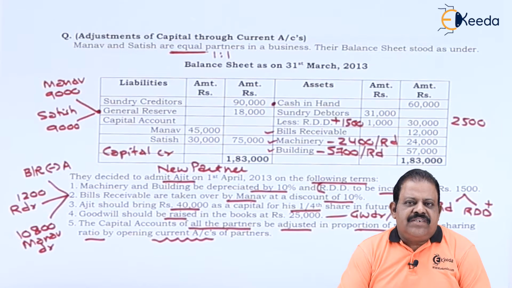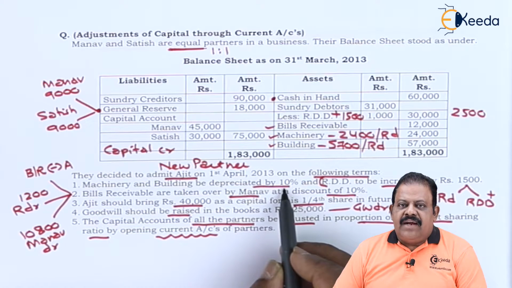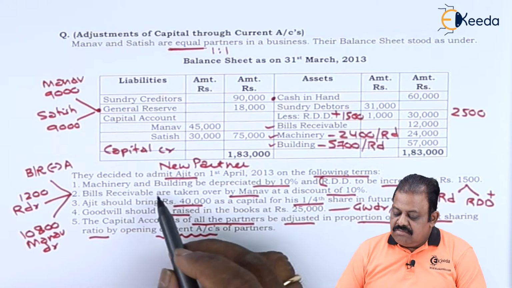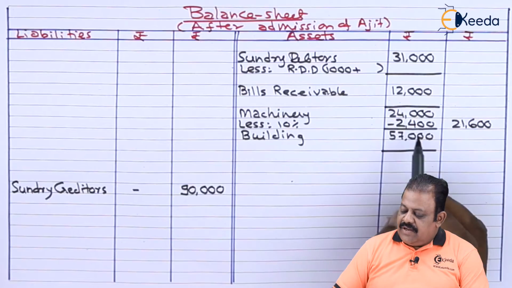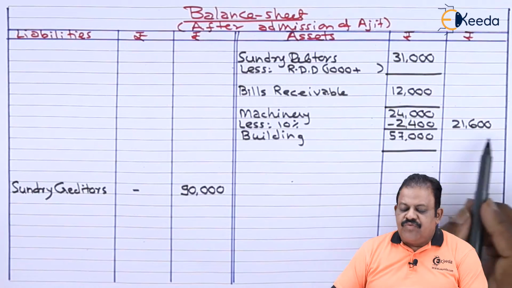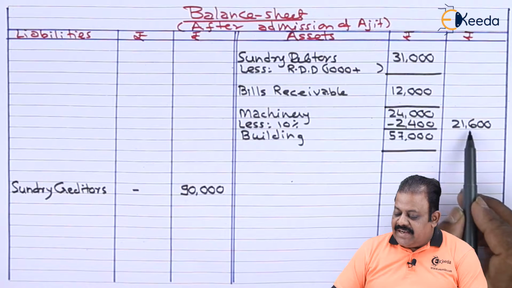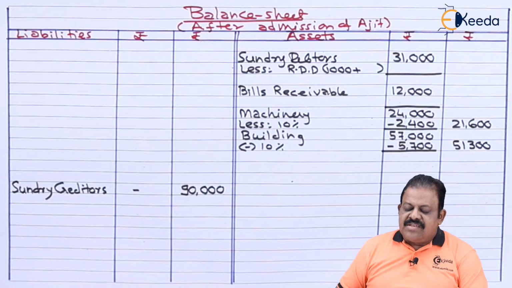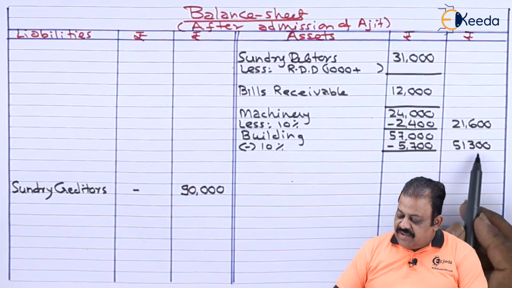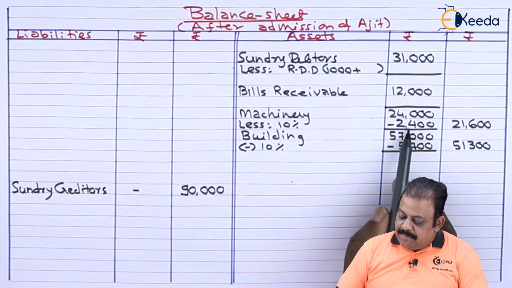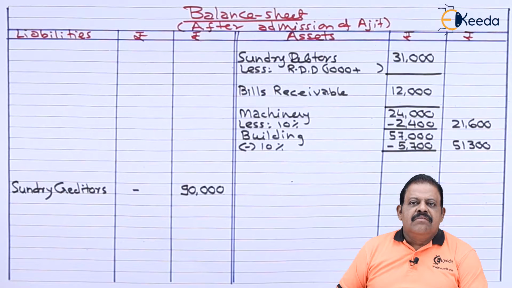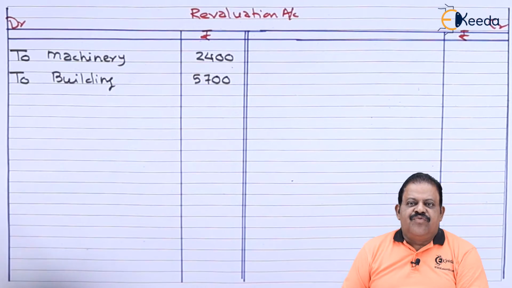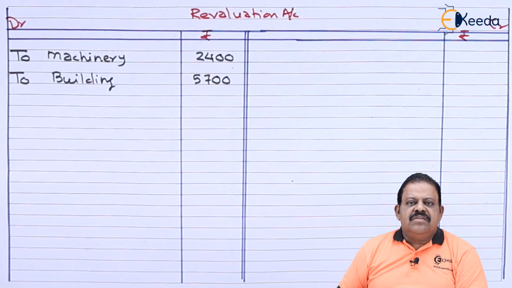Let us do now adjustments. Machinery and building to be depreciated by 10%. This will have one effect. On asset side, we are required to reduce machinery and building by 10%. 24,000 minus 10% depreciation 2,400. Now net value of machinery is 21,600. Building 57,000 less 10%, that is 5,700. Now value is 51,300. These depreciations will be debited to profit and loss adjustment account. Revaluation account debit to machinery 2,400, to building 5,700.